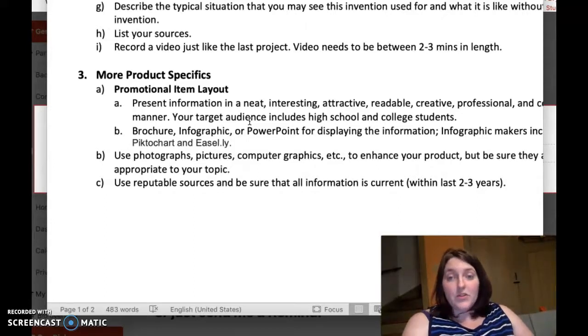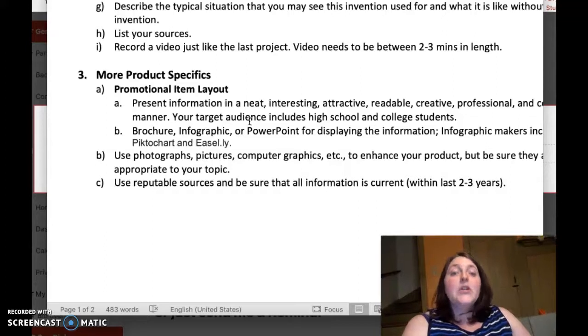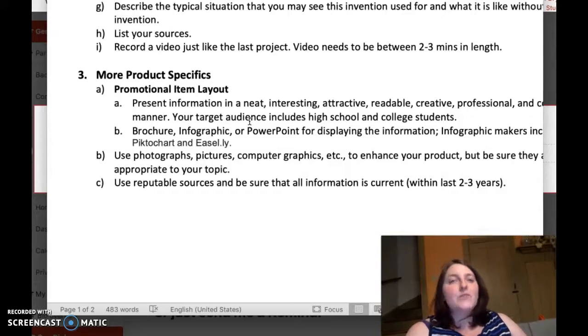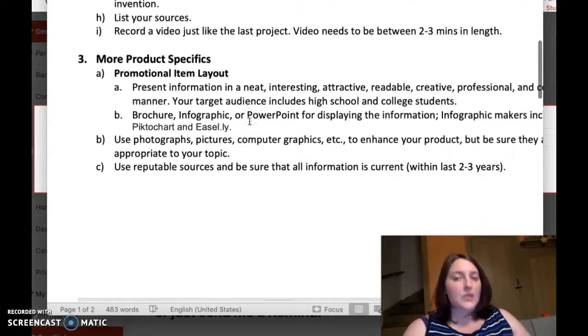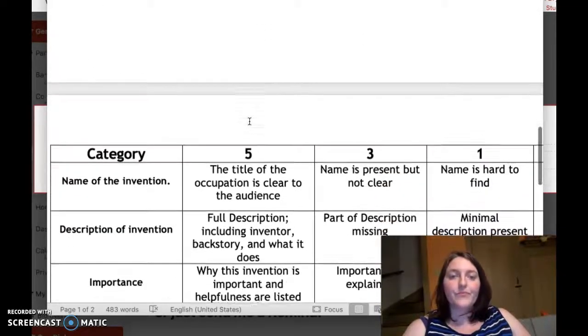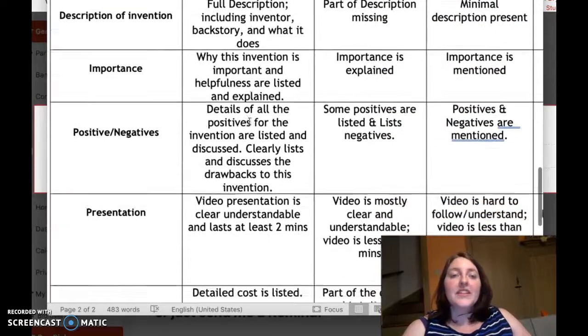You can use photographs, pictures, computer graphics, but you need to make sure they're appropriate to the topic. You need to make sure your sources are current. So in the last 2 to 3 years would be best. No Wikipedia, no .com. And there is a rubric attached as follows.